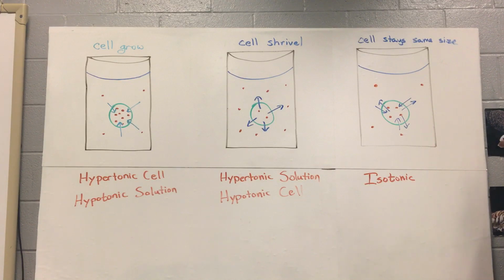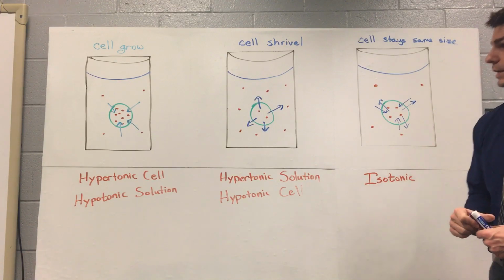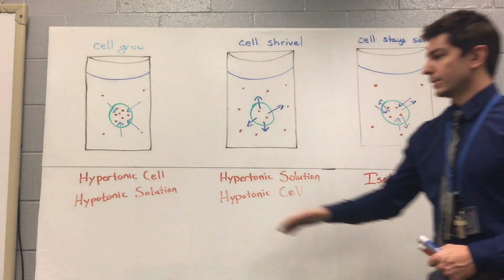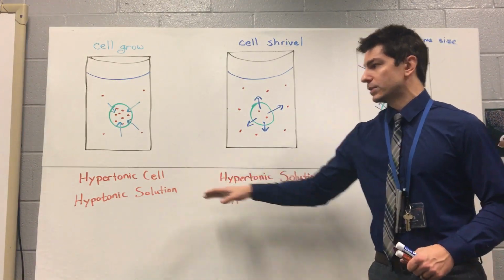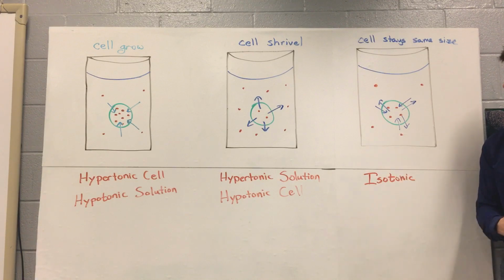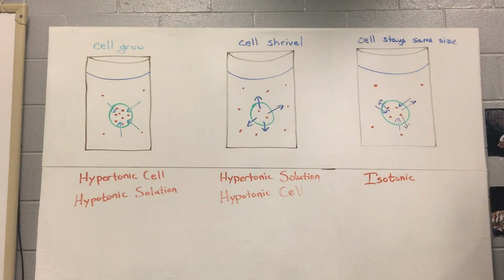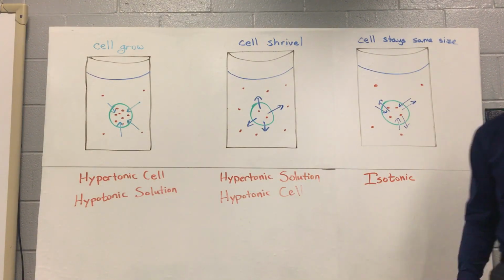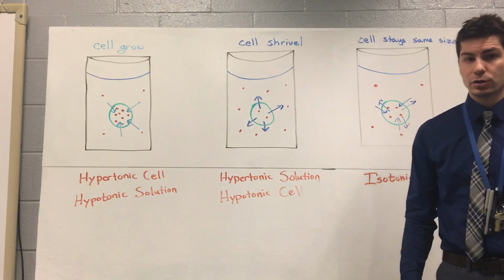All right. So this is your 3 types of osmosis, guys. Just make sure you're able to assign, okay, what part, either the solution or the cell, is hypertonic, which part is hypotonic, and where water is going to move. If you guys got that, you'll be fine.